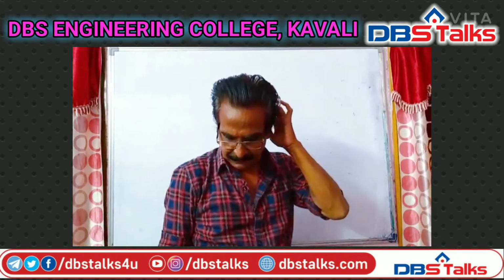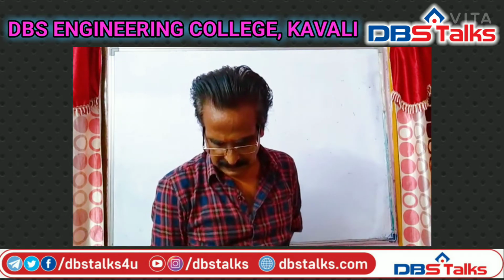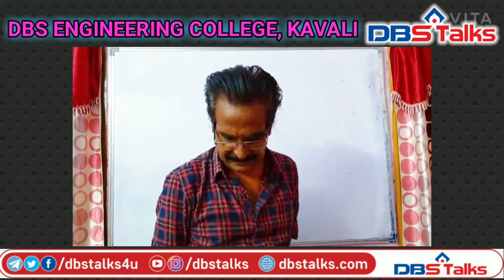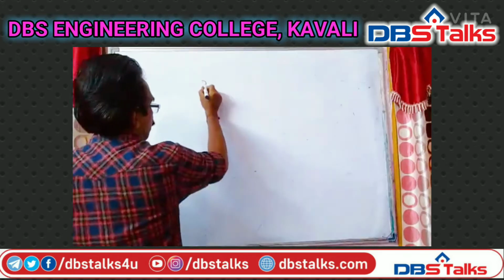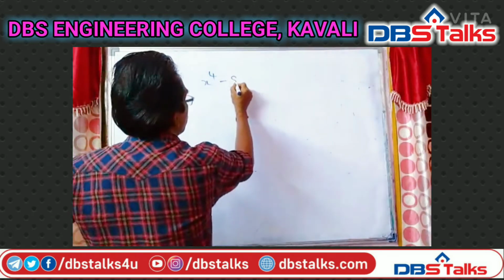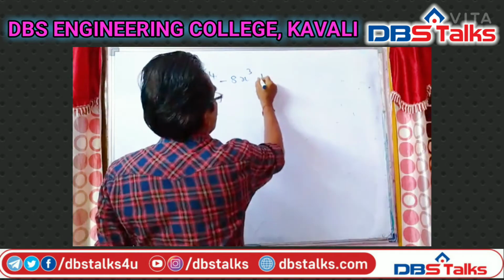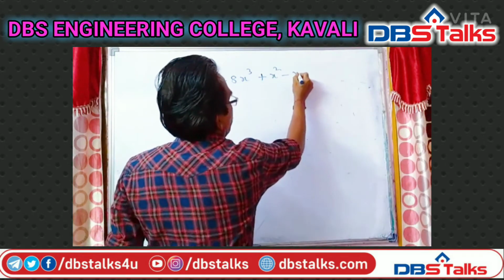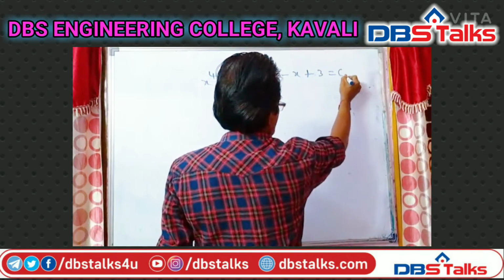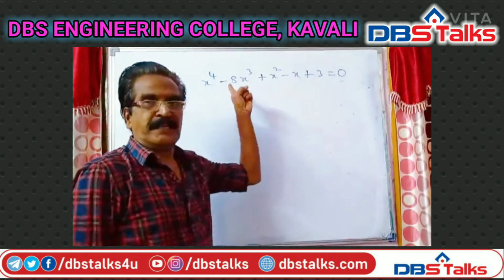Remove the second term of the equation x power 4 minus 8x cube plus x square minus x plus 3 is equal to 0. This is the given polynomial. We have to remove the second term.